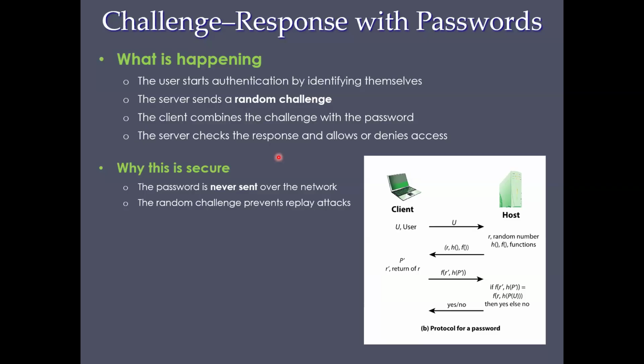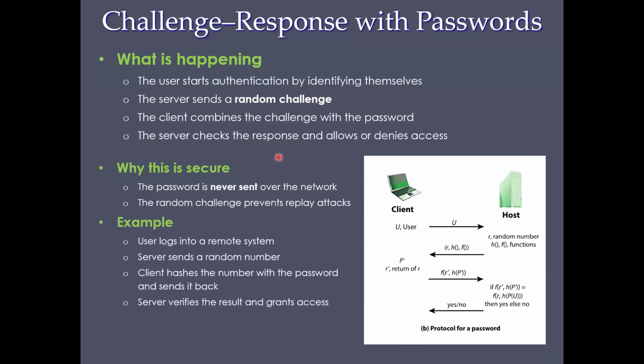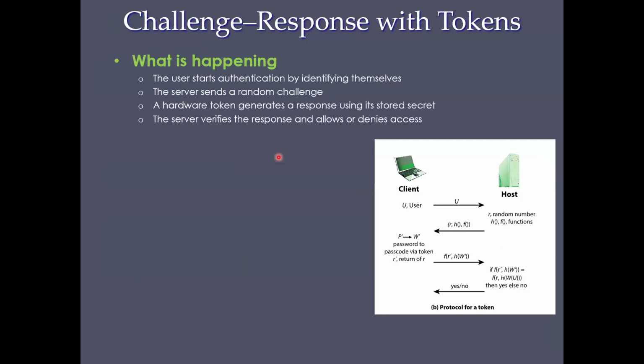So why is this secure? Because the password is never sent over the network, and the random challenge prevents replay attacks. So the user would log into a remote system. The server would send a random number, you can say a nonce or a random key number. The client hashes the number with the password and sends it back. The server verifies the result and grants access. So we should know how that is being achieved with hashing.